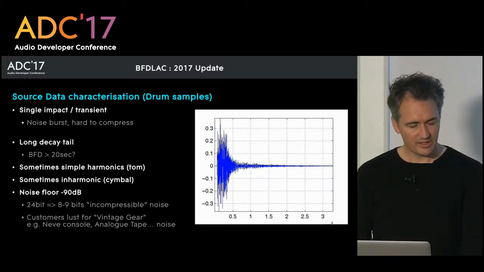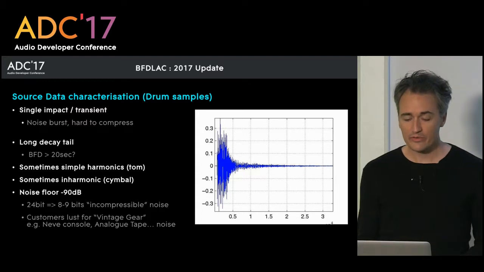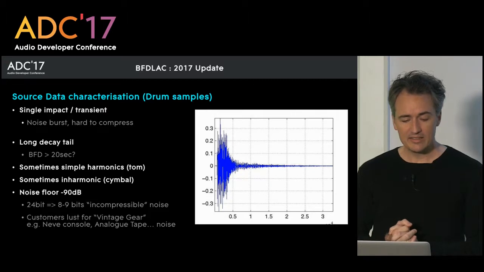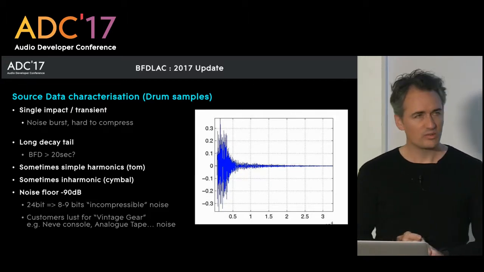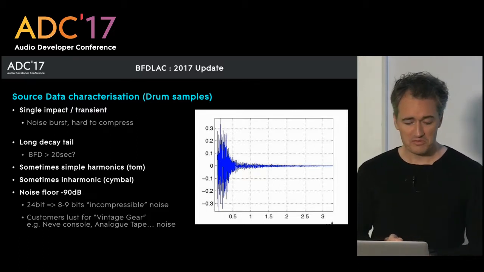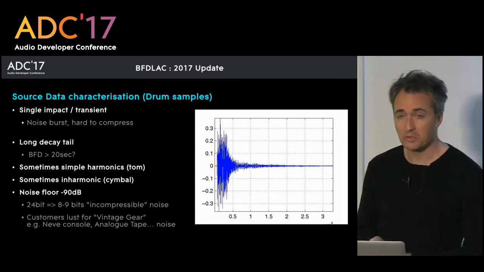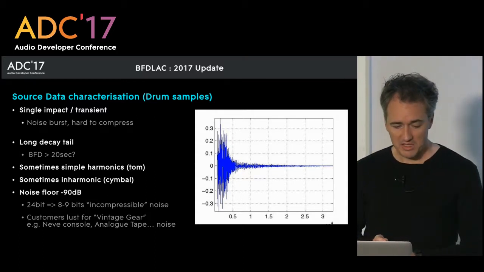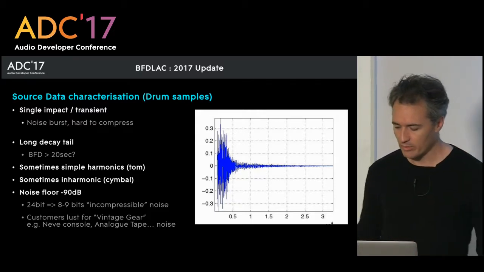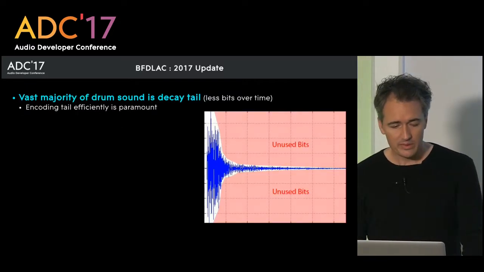The harmonic structure can be simple in the case of a tom drum, mostly a sinusoid, or complex in the case of a cymbal, so our algorithm needs to be able to deal with both. And interestingly, considering that we were dealing with 24-bit audio, the noise floor is often about 90 dB, or in other words, about 8 to 9 bits of the data that we're shipping to all our customers all over the world is garbage. And that is because customers lust for vintage gear that has that warm analog all the way through the bottom of it. So to summarize, all the stuff in red is probably bits we don't need to encode.